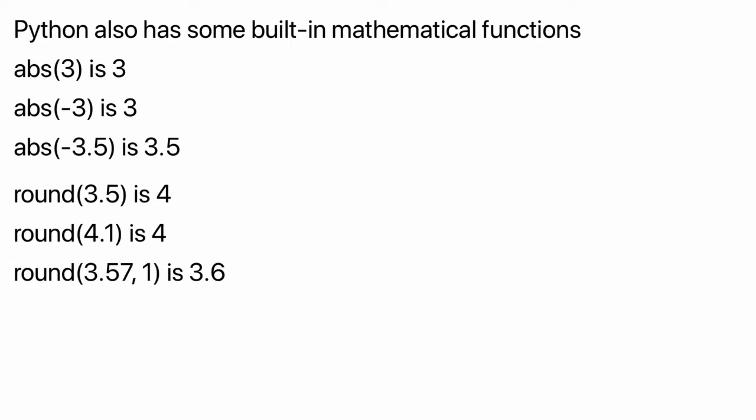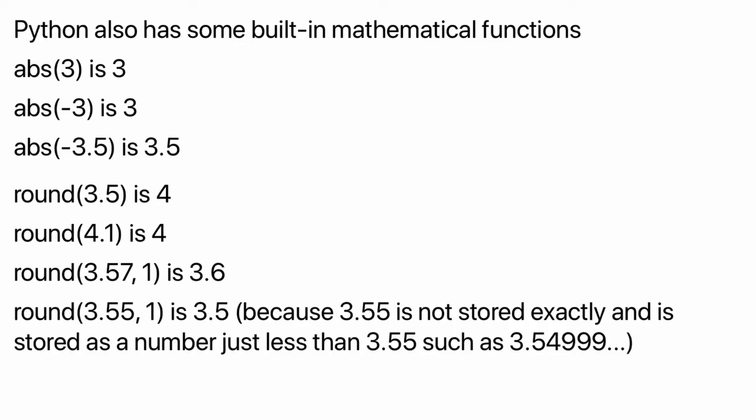You can also pass a second parameter to the round function, indicating at which decimal point to round. So if we pass 1 as the second parameter, the result will have one decimal value and be rounded based on the value of the second decimal value. So 3.57 rounded to one decimal point is 3.6.